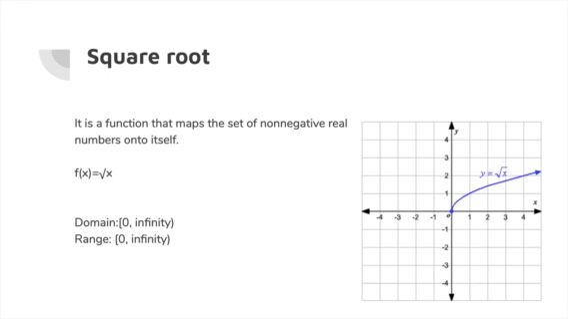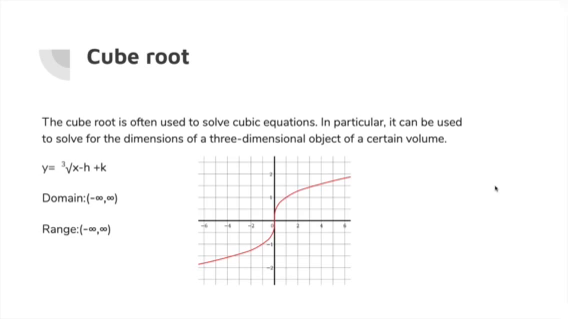Our first function, square root. It is a function that maps the set of non-negative real numbers onto itself. As you can see down here, that is the formula for the function, and that is the domain and range, and that is the actual function mapped out.